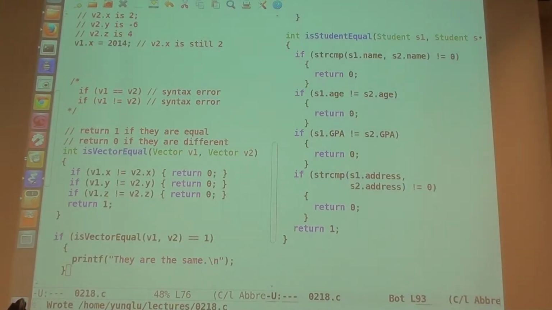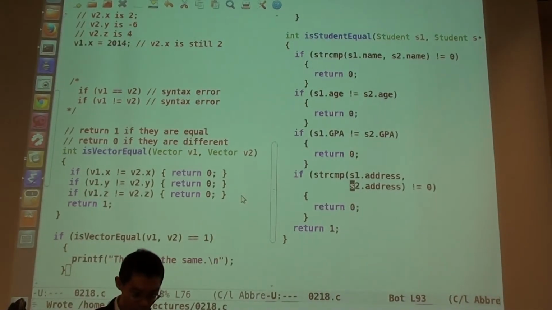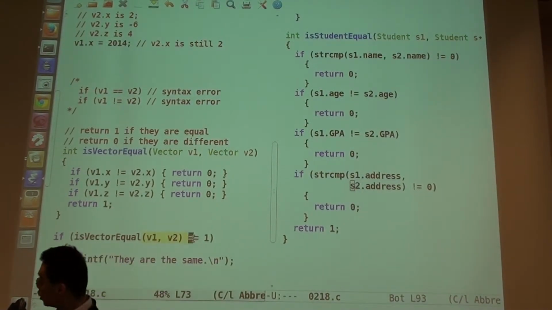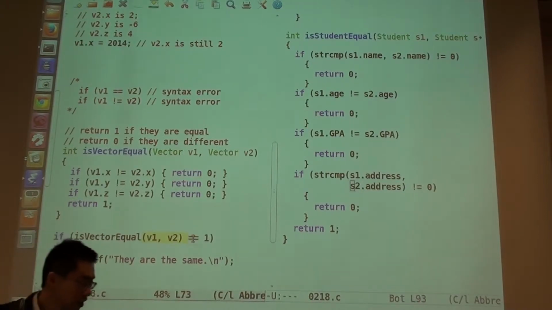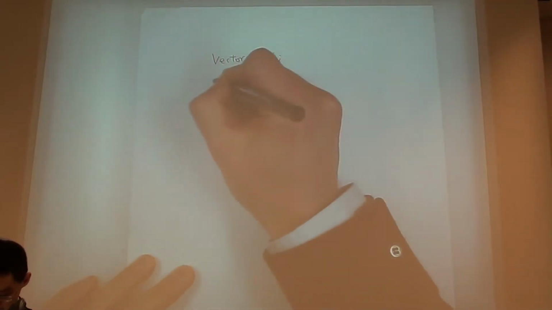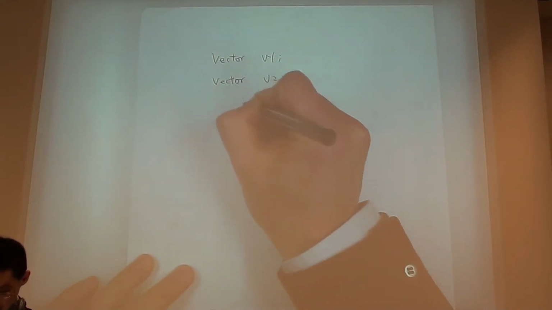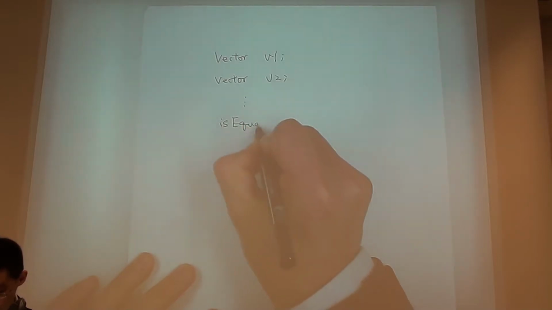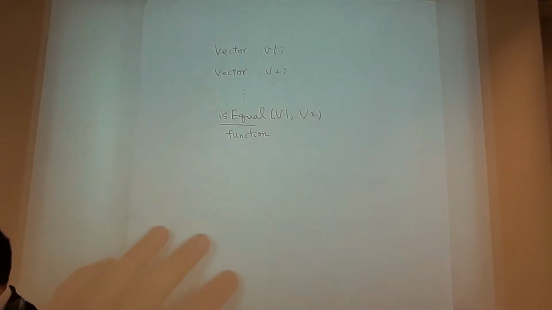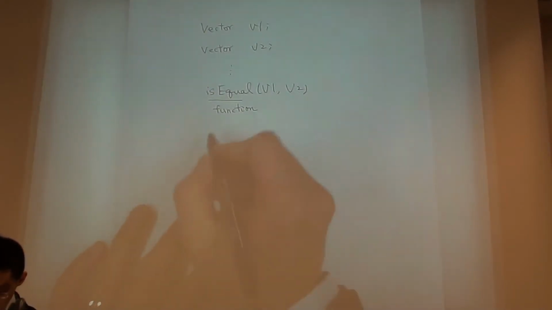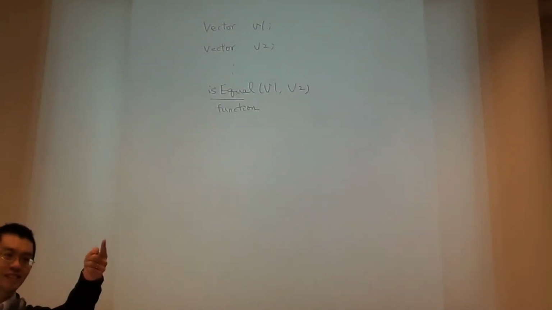Okay, so going back to your question about calling a function with an object. Now you can see I'm calling a function with an object, right? So what is that? How does that work? If I call a function, let's say I have a vector v1, a vector v2, and sometime later I call a function, let's say is equal v1, v2. It's a function. How does that work? Remember, every time you call a function, what happens? Kyle? Every time you call a function, what happens? Put things on the call stack.